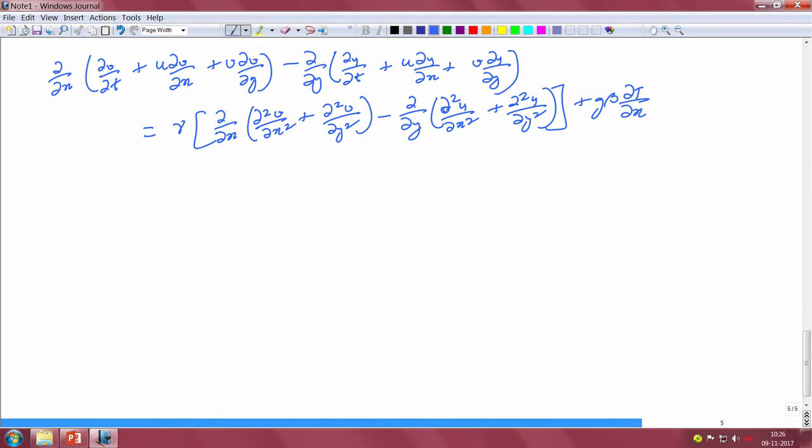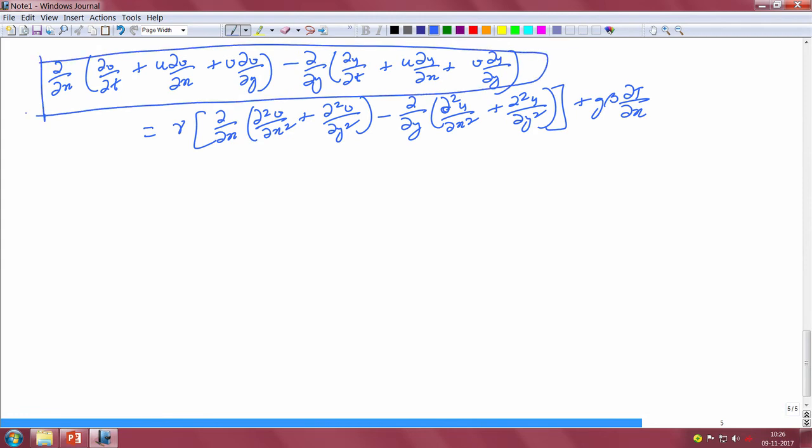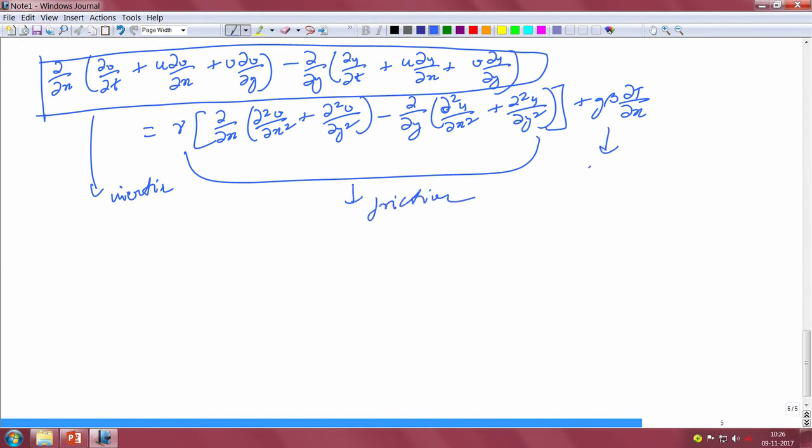So, you can see there are three basic groups in this particular equation. All the terms on the left hand side of these equations are basically the inertia terms, correct. Inertia terms and the 4 viscous terms plus the buoyancy term on the right hand side. That means these are all friction and this is basically your buoyancy.